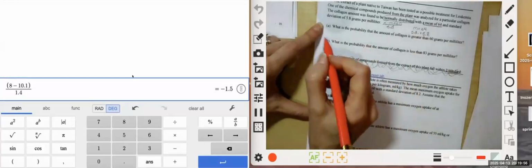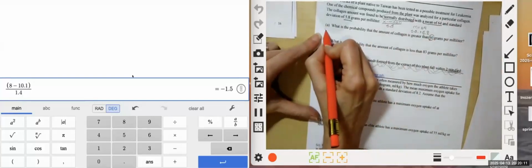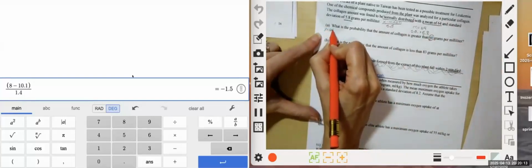All right, so we're plugging numbers into that formula, with a standard deviation of 5.8. What is the probability that the amount of collagen is greater than 60 grams? So our data item, our X, equals 60. So we're doing 60 minus the mean, divided by our standard deviation.